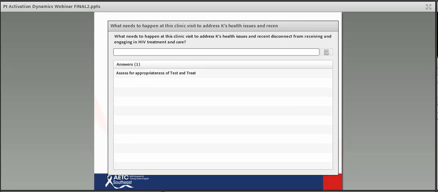Okay, so someone here on our team is suggesting that we assess Kay for appropriateness of test and treat. Absolutely. If this is something that our clinic can have either on site or connect the client to this, wonderful opportunity to assess the client's availability and ability to do this. Love it. And I'll stay on just one more minute with this slide just to see if anybody else has another idea.